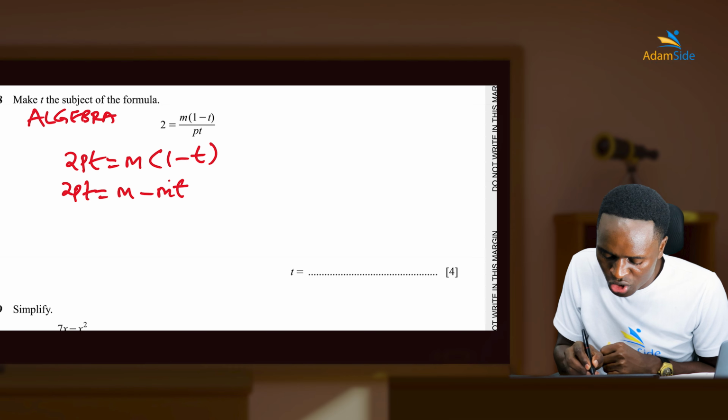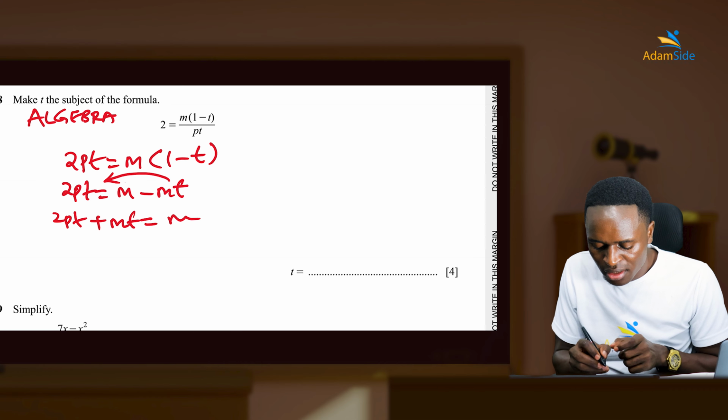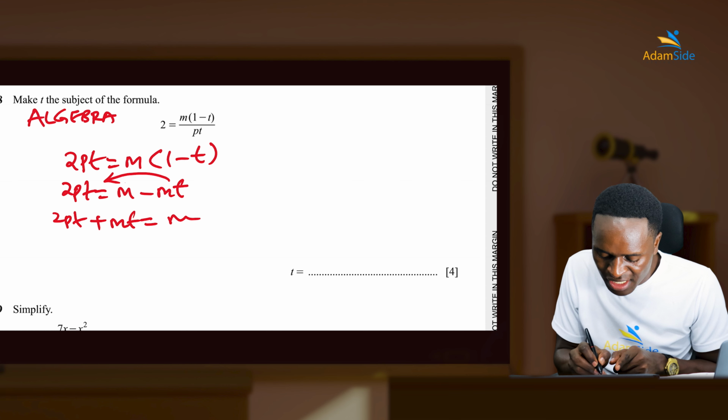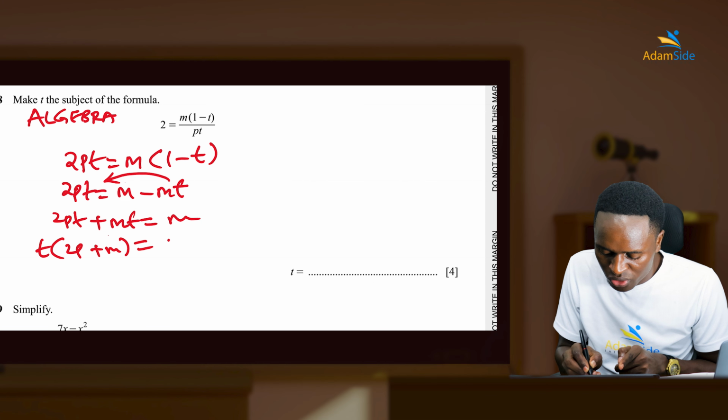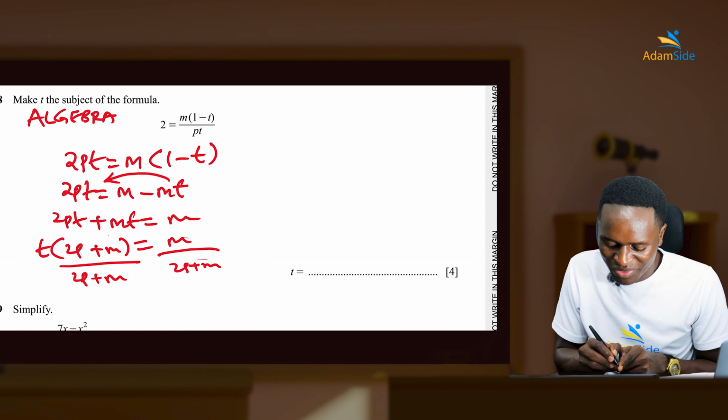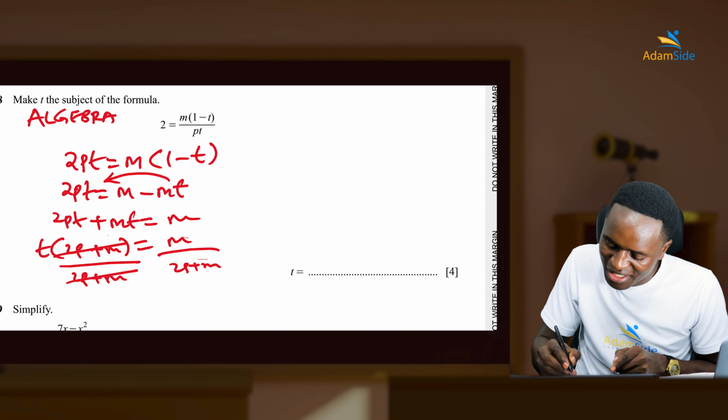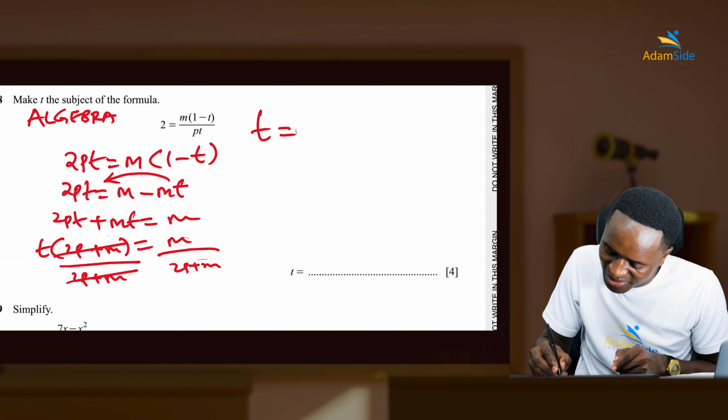Collect the like terms. Mt should go to the other side. So you say 2pt plus mt is equal to m. And then we need to make t the subject. Therefore, we need to factorize t. T is common in both. So we say t times 2p plus m is equal to m. Now we need to remain with t. Divide by 2p plus m, divided by 2p plus m. As simple as it is. Cancel, cancel. So therefore, t is equal to m divided by 2p plus m.